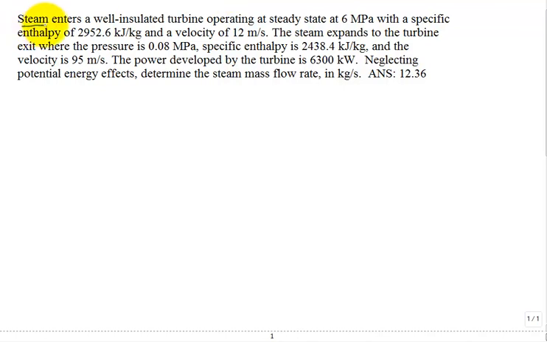So steam enters a well-insulated turbine. We can sketch a turbine maybe like this, and it has inflow on one end and outflow on the other. Inlet we'll call state 1, outlet state 2. And that steam, that's just water, H2O, entering that well insulated turbine. If it's well insulated, often sketch it like this.